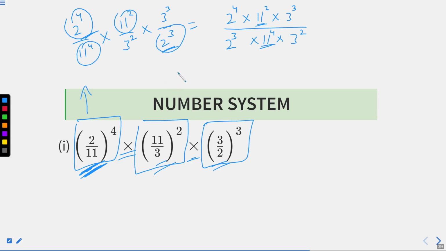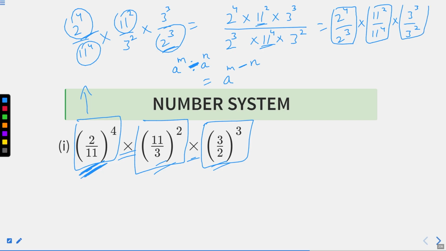If you remember the formula, what was the formula? The formula says a^m divided by a^n is a^(m-n). So what sign comes here? Minus, so I use minus. So I can rewrite it as 2 cube multiplied by 11 square and 11^4 multiplied by 3 cube and 3 square. So I can use the property here, and I easily simplify my question like this.